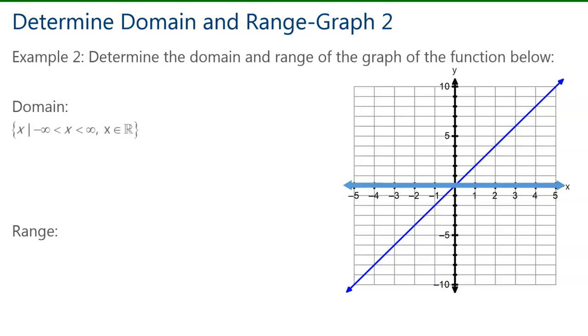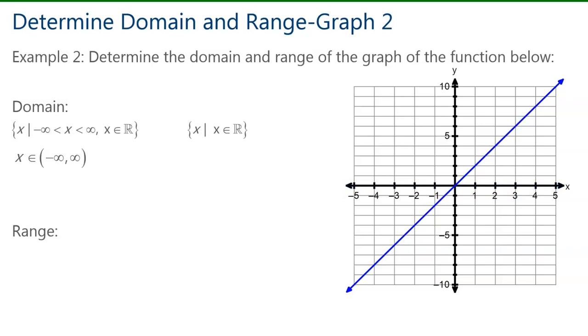We can write this as a set of x's such that x is greater than -infinity and x is less than +infinity, where x is a real number. We can also write this as x such that x is an element of the real numbers. In interval notation, this is x is an element of the interval from -infinity to infinity. This is a fully open interval, and must be.